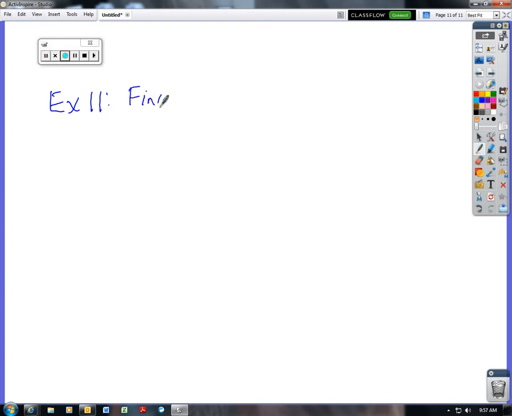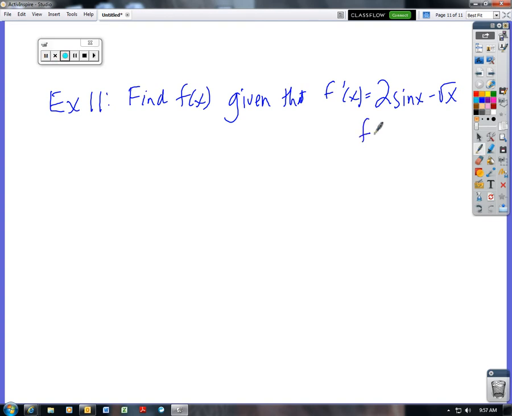Find f of x once again, given that f prime of x is 2 sine of x minus root x. And the initial condition is f of 0 equals 4. Okay, so once again we're given the derivative. We have to find the antiderivative, or the integral, in order to find f. So f is going to be the integral of the derivative, 2 sine of x minus root x dx.